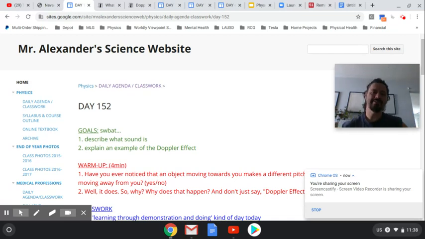Today is a really, really fun day of physics learning. So, really just getting to the basics. We've been doing some math stuff, learning about harmonics, but this is like the one day where things that you experience for your whole life get explained. That's what sound is and what something called the Doppler effect is.